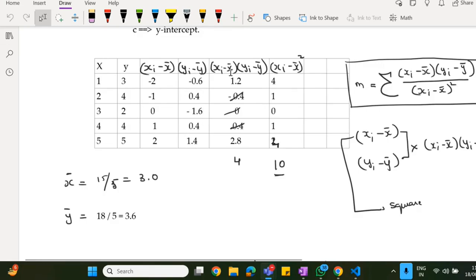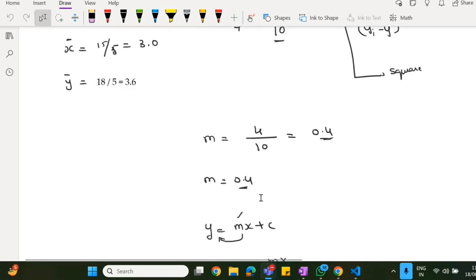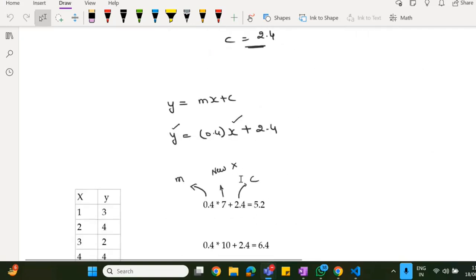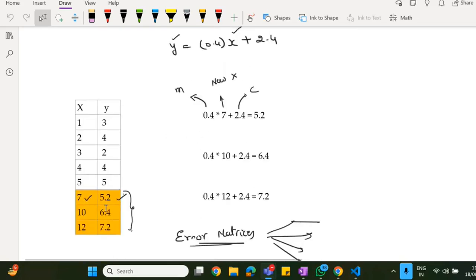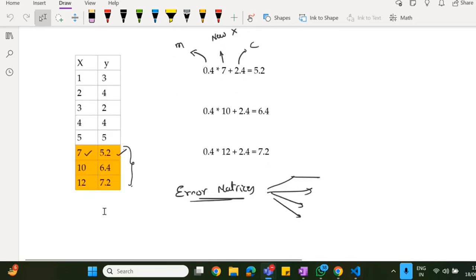Now, when you multiply these two, you get 1.2, minus 0.4, 0, 0.4, 2.8. You add them to get the total, that is the summation, the first part. Then xi minus x bar whole square is the denominator part. So we got 4 by 10, that is 0.4, and c we got as 2.9. Now, using these values in the equation, I was able to predict these things. Till here, it was okay.